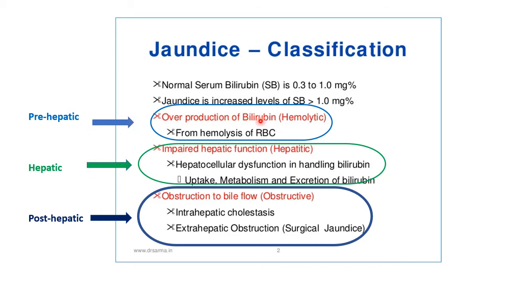Prehepatic is overproduction of bilirubin due to excessive hemolysis. Intrahepatic is impaired hepatic function. This is also known as hepatitic jaundice, where there's dysfunction of hepatocellular function in handling bilirubin metabolism. The third one is the post-hepatic or the obstructive type of jaundice, which is due to either intrahepatic cholestasis or extrahepatic obstruction, which is known as surgical jaundice.